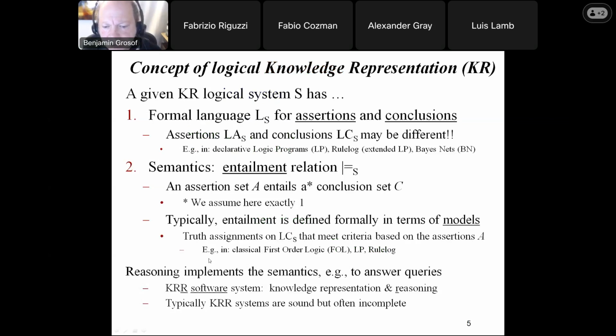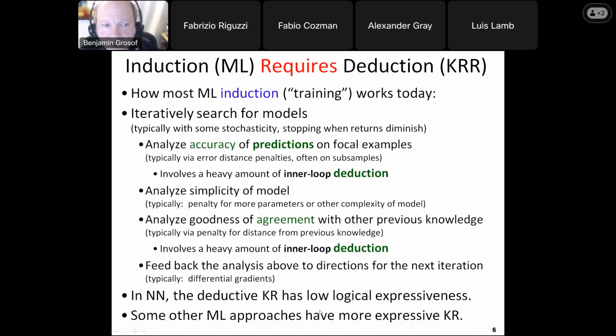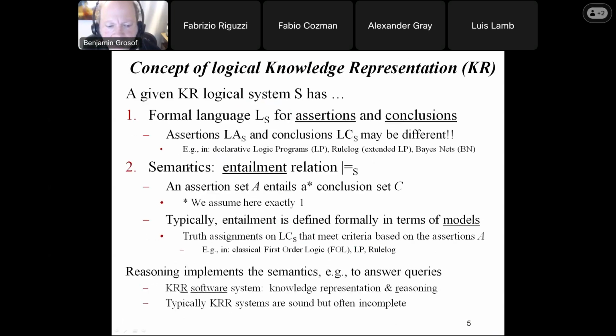Reasoning implements the semantics, for example, to answer queries. And so we talk about a software system doing knowledge representation and reasoning. I've underlined the second R. Typically, these systems are sound, but often incomplete. We'll discuss the formal definition of soundness and completeness later. But intuitively, you can think of soundness as when they conclude something, they do so correctly. But incomplete means there may be conclusions that are sanctioned but not reached.